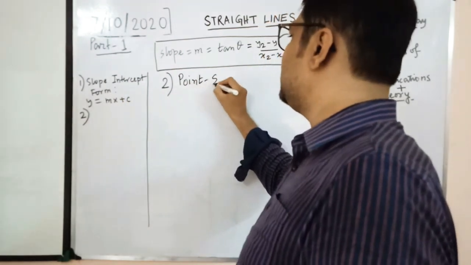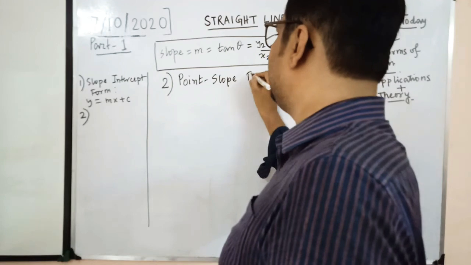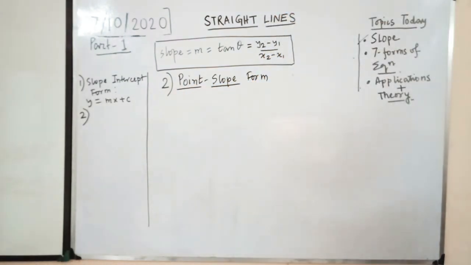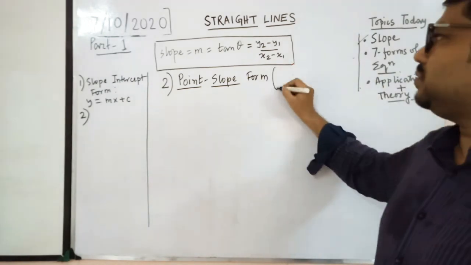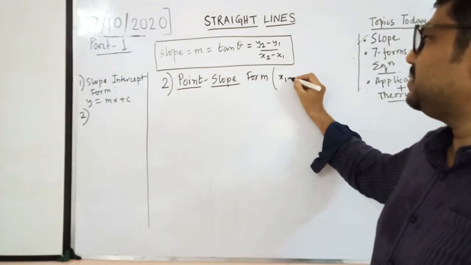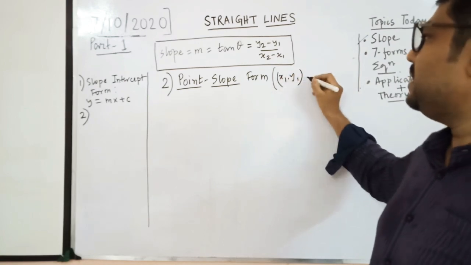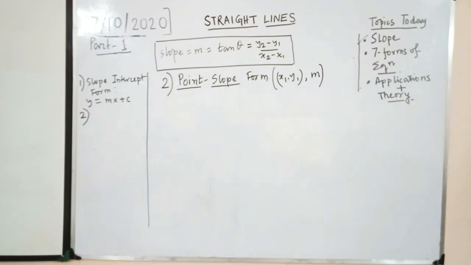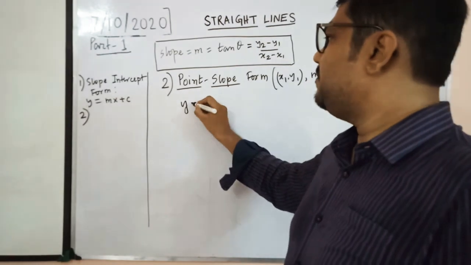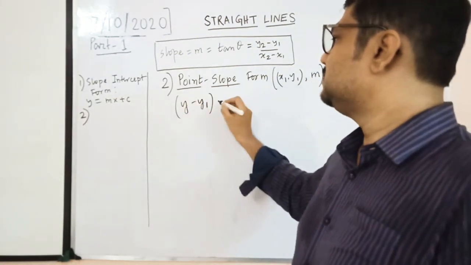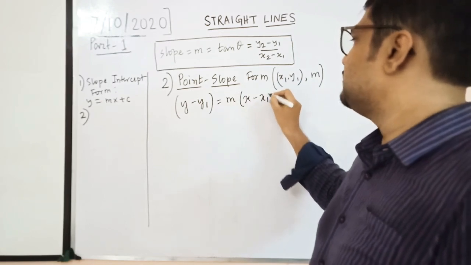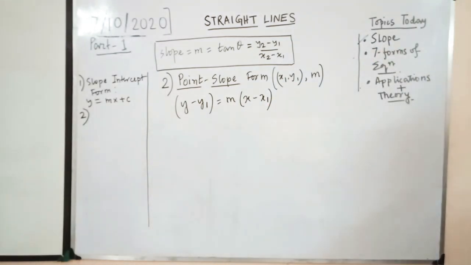So point slope form. As you can see, point slope form. So we are given two things again. I told you that two things are given: x1, y1, a point, and the slope. The slope is given and the point (x1, y1) is given. So this line will have an equation of y minus y1 equals m into x minus x1. So this is the equation.